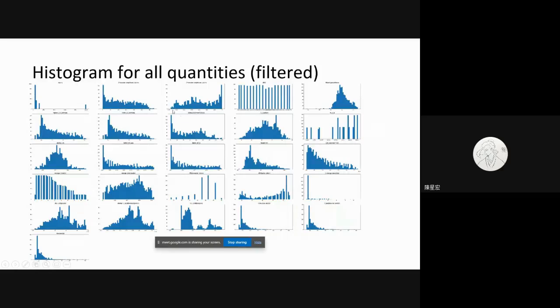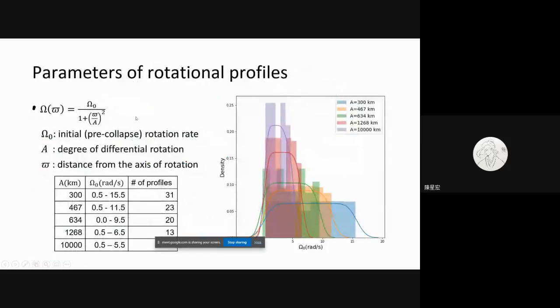This is the histogram of all quantities, and for us, we will only focus on the rotational effect. We plot only the rotational distribution. We have five differential rotations, and each of these has some profile as shown here.